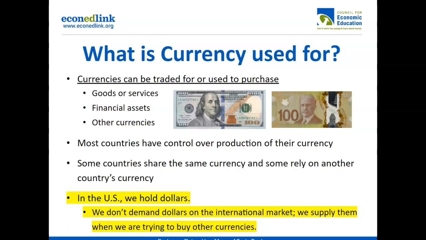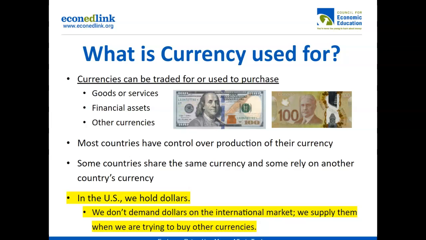And in the United States, it's the Federal Reserve Bank that has control over the amount of currency that is produced. Some countries share the same currency, and some rely on another country's currency. Additionally, some countries will take currency, for example, parts of Latin America will take US dollars instead of their own currency because they value the US dollar.